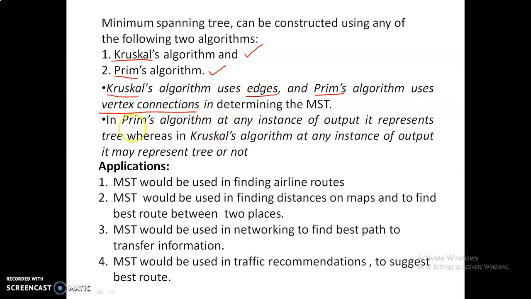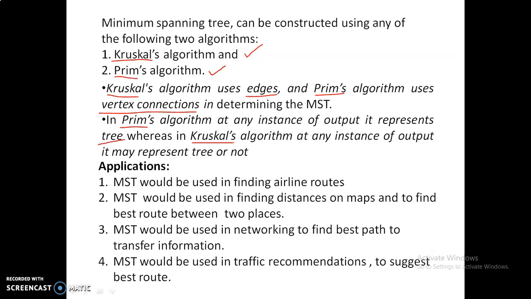Another difference is that in Prim's algorithm, at any time you have a tree as the output, because every time we draw from a vertex to its adjacent vertices, so you have some part of the graph as output. But in Kruskal's, we construct the edges first. We select the minimum cost edges from the graph and with that we construct the minimum spanning tree, so it may not have a proper tree as output at a particular instance.